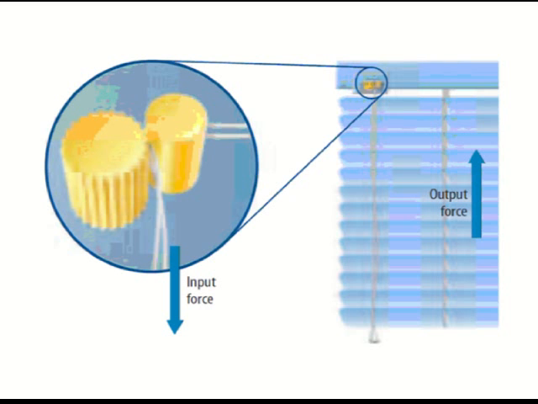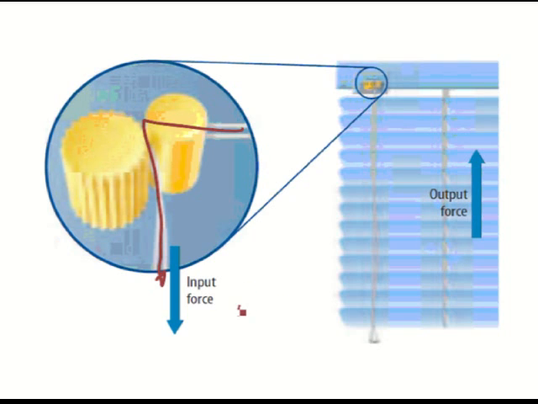Now, this is the blind picture that's found on page 136 of the textbook. And one thing to think about when we look at the blind is that essentially it's a pulley system. And when you pull down on the pulley, you're going to put the same amount of force down as you put into going into the blind itself.